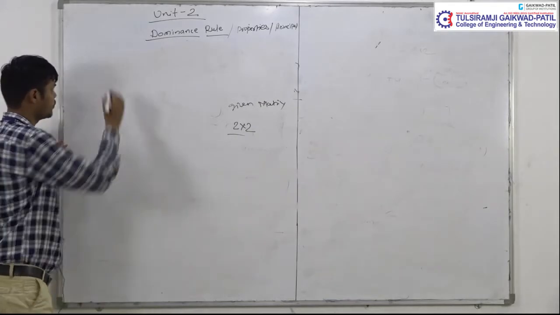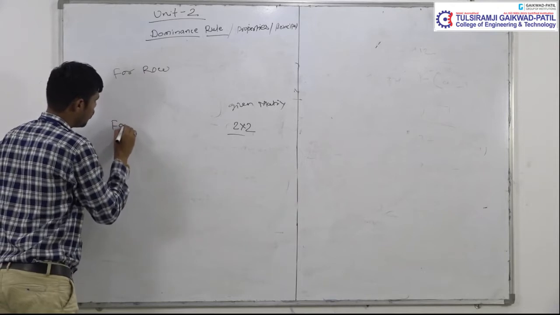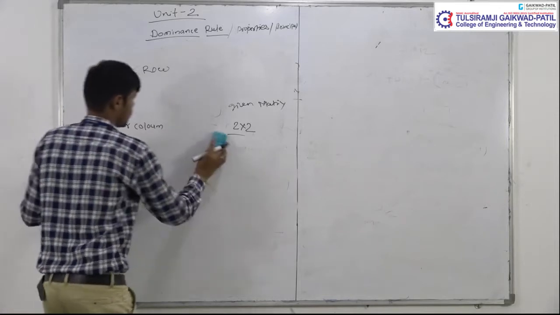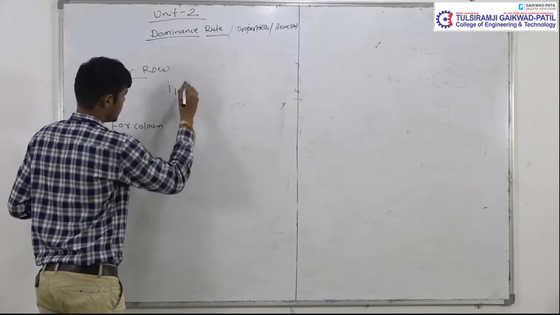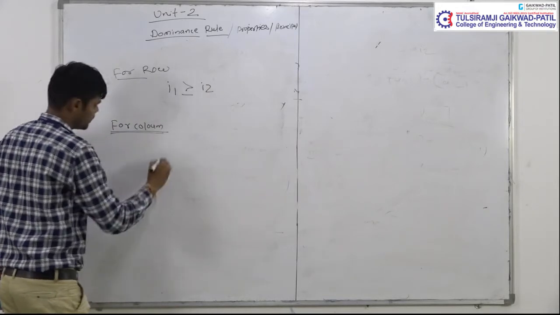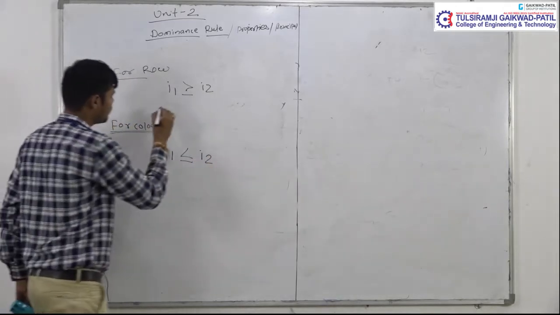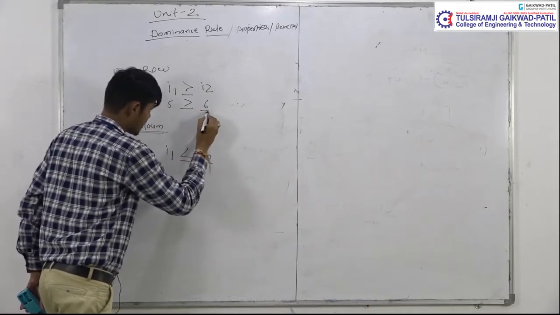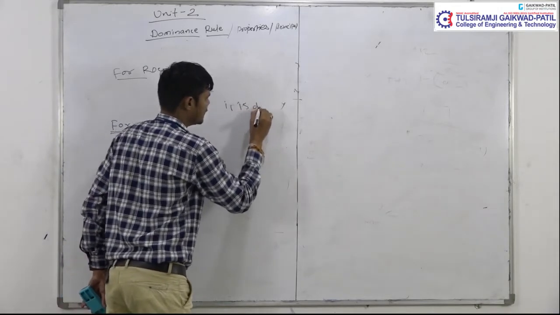There are two types of rules. First is for row and second is for column. For row, I1 is less than or equal to I2, and for column, I1 is greater than or equal to I2. Consider the I1 value 5 is less than or equal to 6. 6 as compared to 5 is less. That is, I1 is deleted.